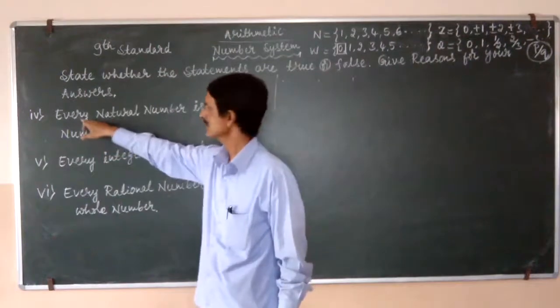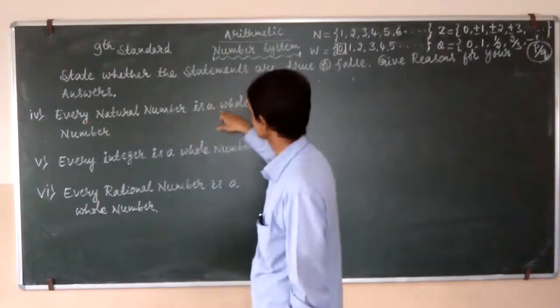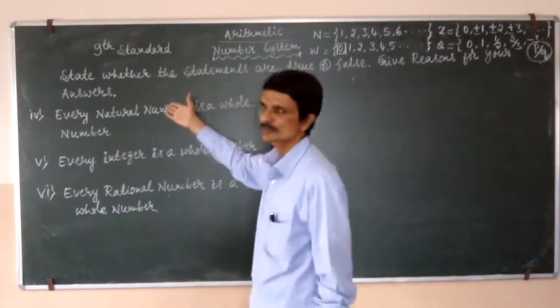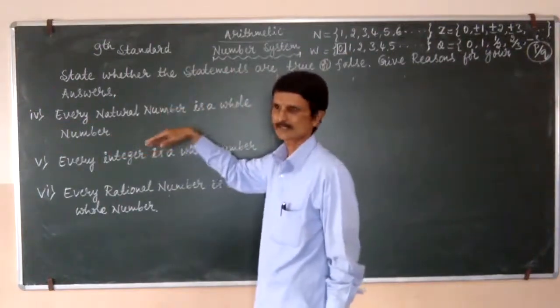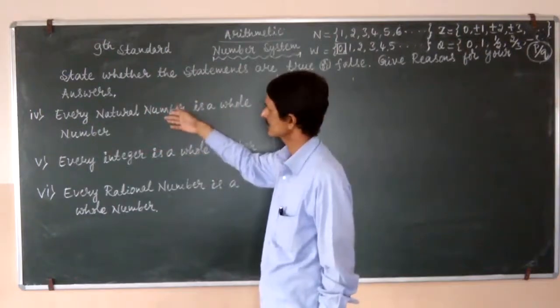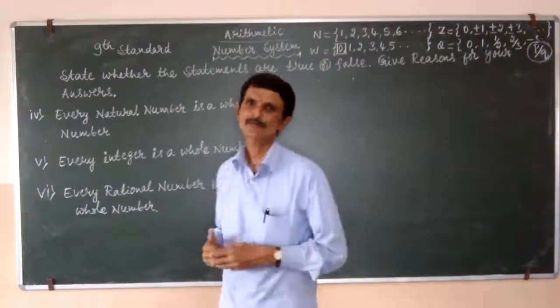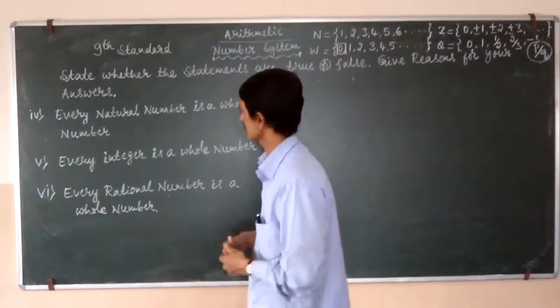Fourth statement is every natural number is a whole number. So try to solve this, whether this statement is true or false, by writing all the different types of numbers.